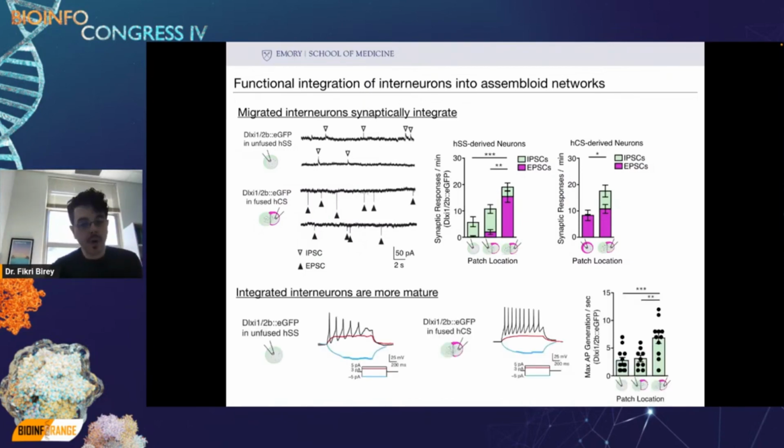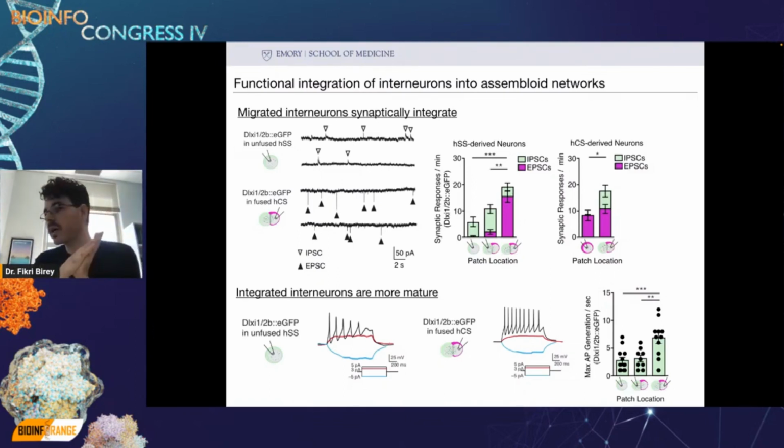And then at that point on, interneurons really go through this activity-dependent maturation and subtype specification. A lot of interesting things that they do once they start receiving this excitatory input. And one of the questions we asked is whether they are more mature. As a proxy to that, we looked at the action potential generation. And lo and behold, that's what we saw, that the cells that actually migrated over and integrated are firing twice as many action potentials as their non-migrated counterparts.